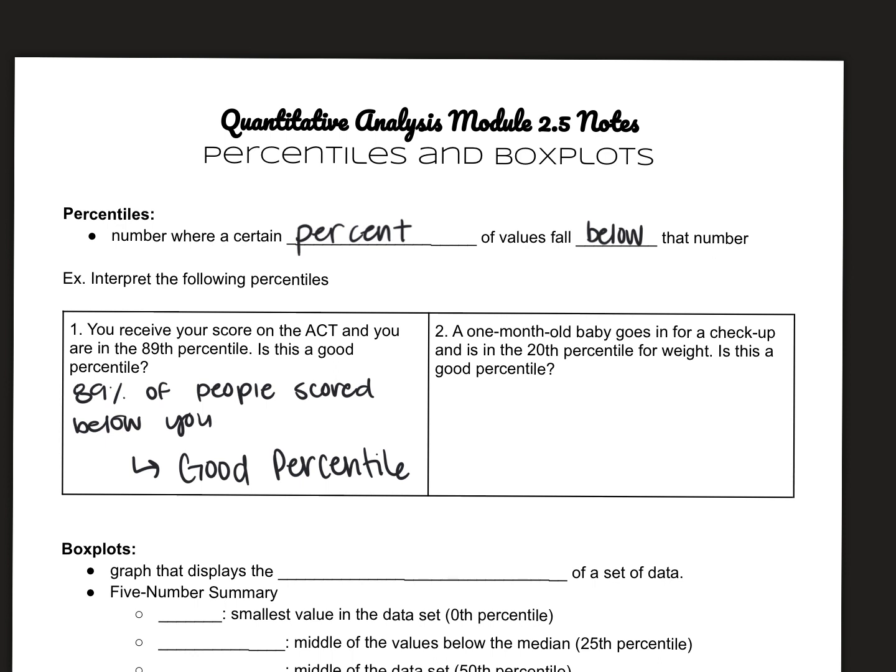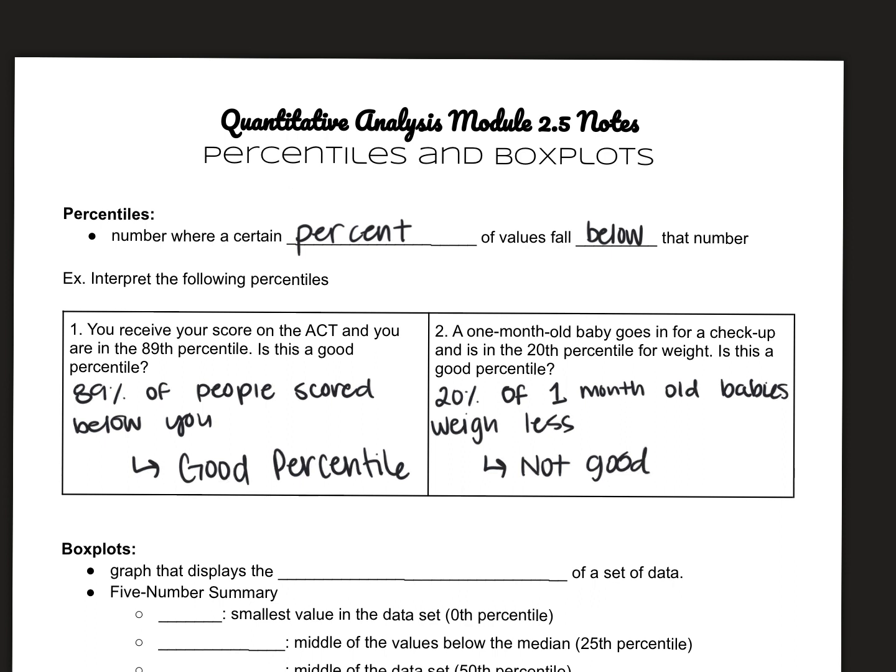So our second example says a 1-month-old baby goes in for a checkup and is in the 20th percentile for weight. Is this a good percentile? So that means 20% of 1-month-old babies weigh less. So this is probably not good.